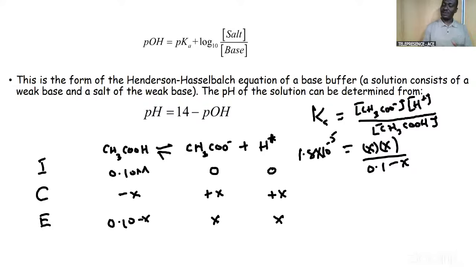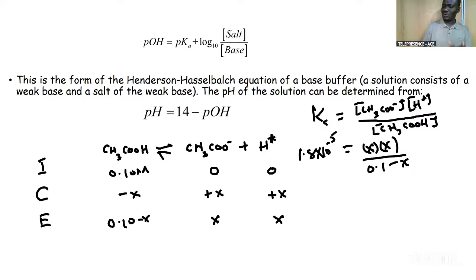Now, again, if you are not going to assume, let me quickly point your attention to something. Yes, we don't have to assume really. We first assume, and when I find out what X is, we determine the percent dissociation. If it's less than or equal to 5, then we are okay. But if it's greater than 5, then our assumption becomes invalid.